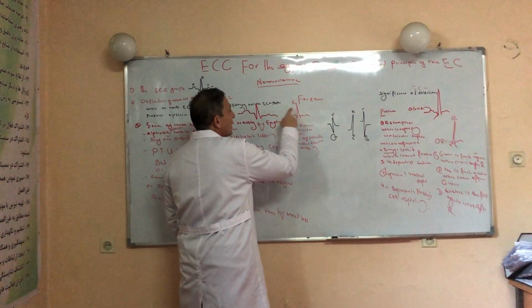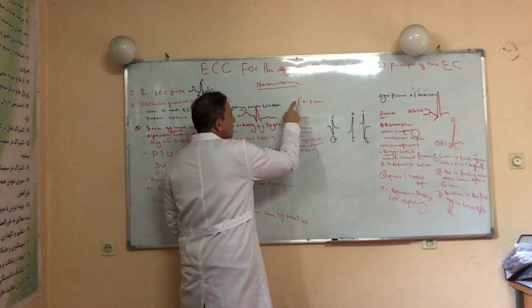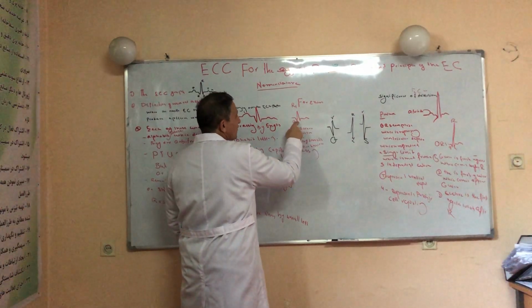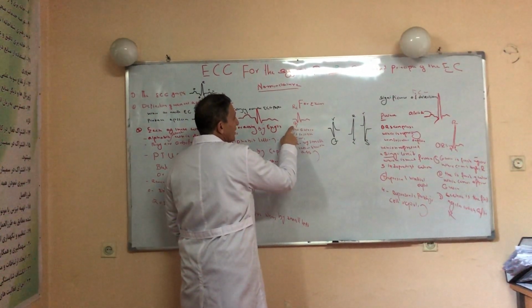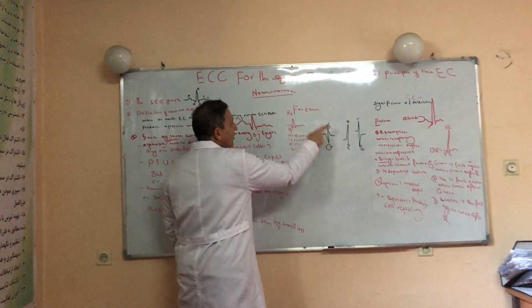So we assign this QRS complex: the R wave is larger, so it is shown by capital letter, and the Q wave is smaller, so it is shown by small q. This complex is called a qR complex.